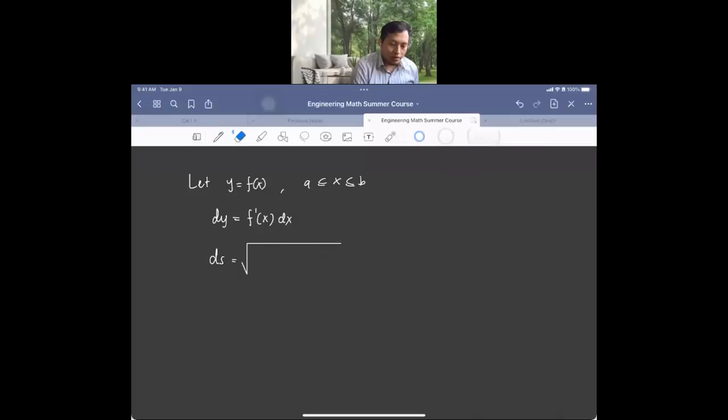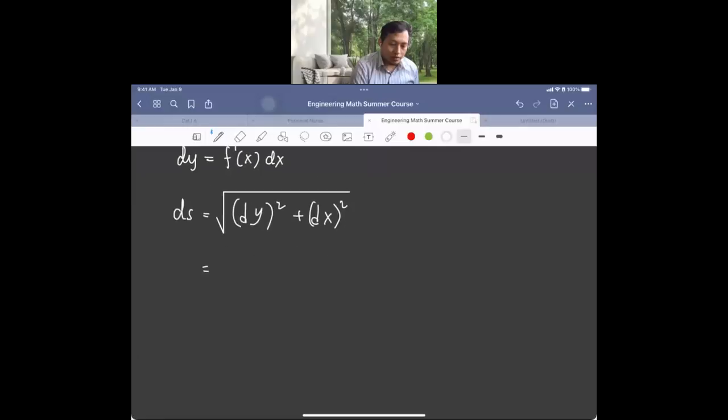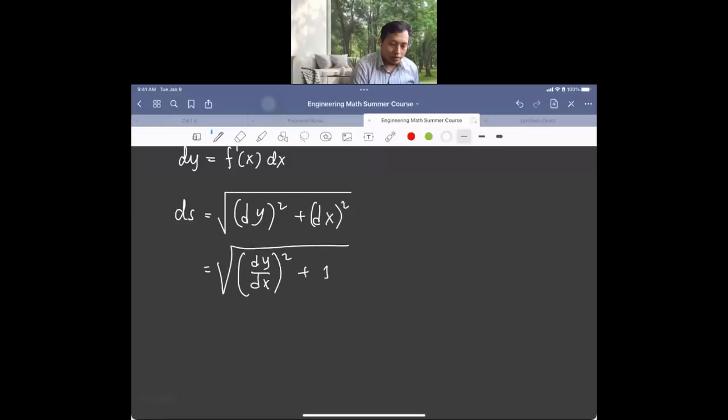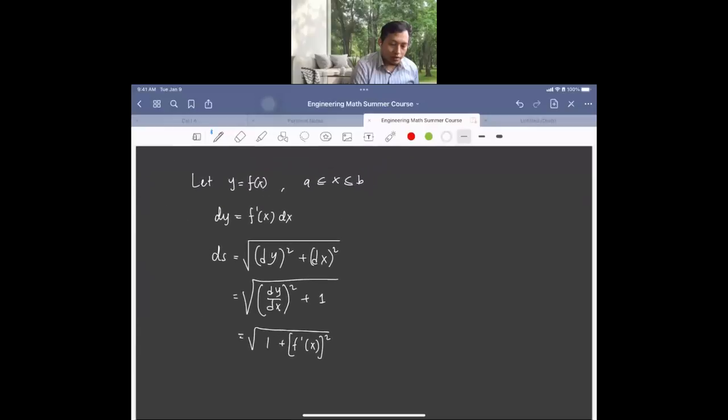Or if you want to write it more clearly, we can write from the beginning. So divided by dx squared, we have dy dx, then squared, and then plus 1. So that's why we have 1 plus f prime x squared.